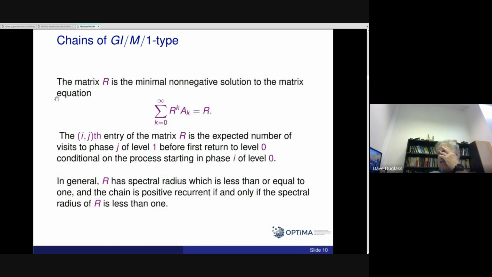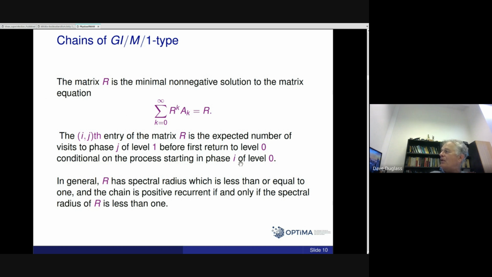It turns out the matrix we're looking for is the minimal non-negative solution to a matrix equation, which is shown here. And this is our first physical interpretation. It turns out that R is a matrix of expected numbers of visits. In particular, the ijth entry of the matrix R is the expected number of visits to phase j of level 1 before first return to level 0, conditional on the process starting in phase i of level 0.